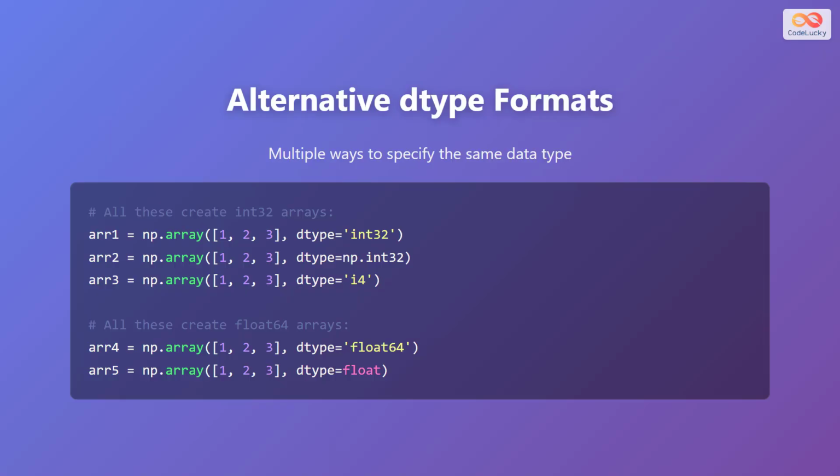NumPy accepts multiple formats for specifying the same data type, giving you flexibility in your code. For int32, you can use the string int32, the NumPy type object np.int32, or the shorthand i4, where I stands for integer and 4 represents 4 bytes. For float64, you can use the string float64, or simply pass Python's built-in float type. All these formats produce identical results, so you can choose whichever style is most readable for your project.